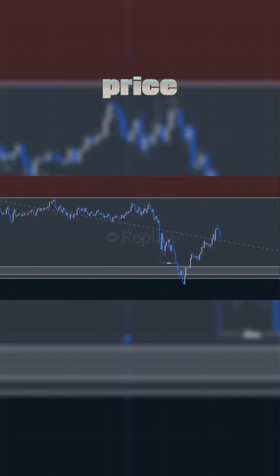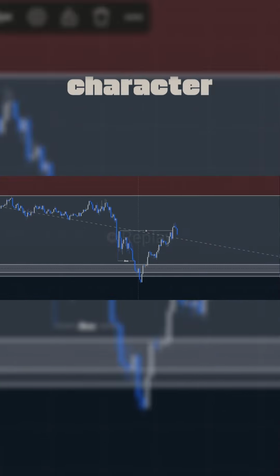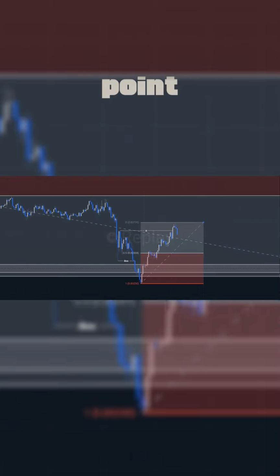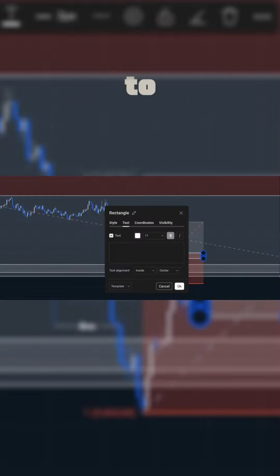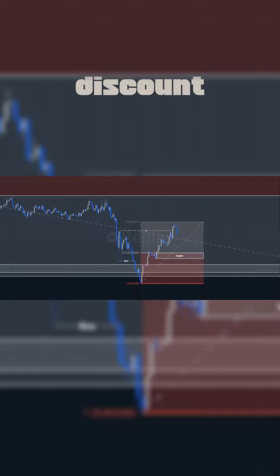And just like that, price realigned with the higher time frame by forming an internal change of character to the upside. At this point, we repeat the process. Draw your Fibonacci from the low to the high to identify the key levels within the discount zone, as these are the levels most likely to be respected in a bullish market.